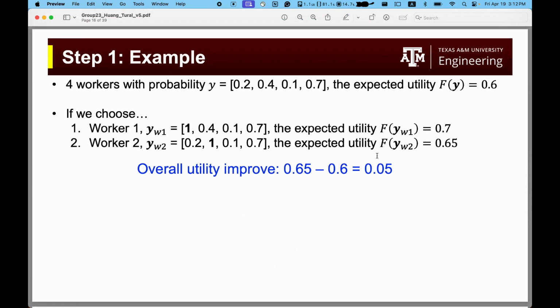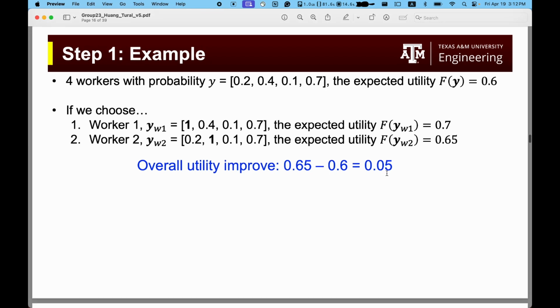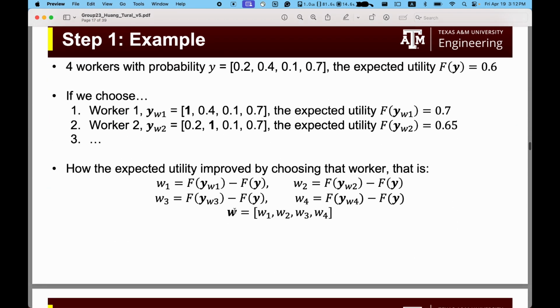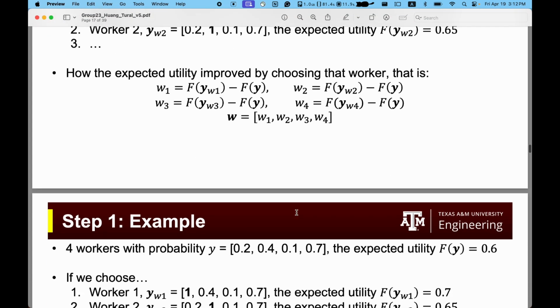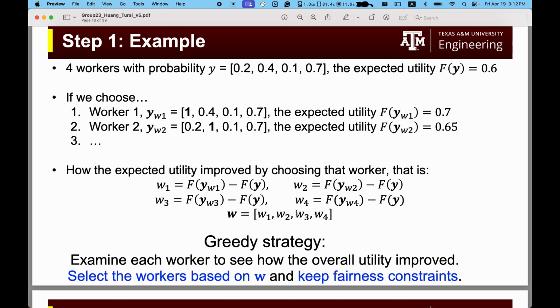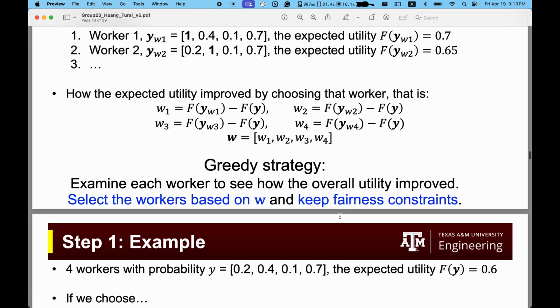The next step is, how about we choose worker 2? That means if worker 2 has the probability of 1, then the overall expected utility becomes 0.65. So we can say that if we choose worker 2, the overall utility improves by 0.05. And we can compute worker 3 and worker 4, and then we obtain a sequence W. The sequence W means how the expected utility improves by choosing each worker. So now our greedy strategy is that, once we know how the overall utility improves, we select the workers based on this W sequence and also keep the fairness constraint.